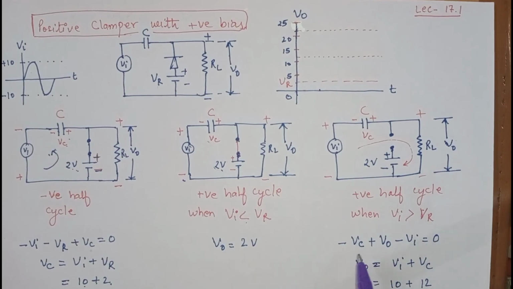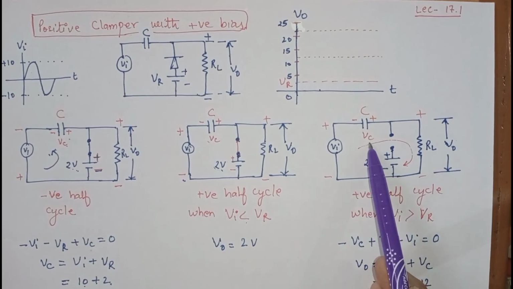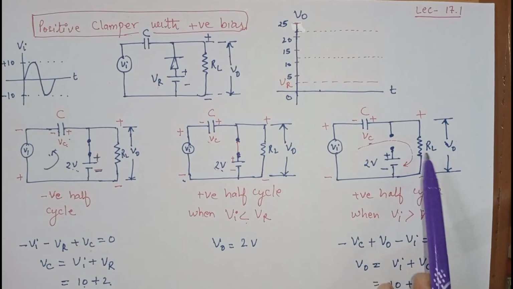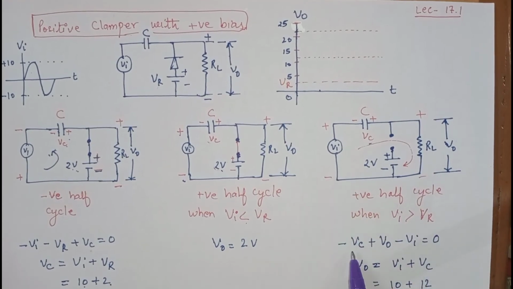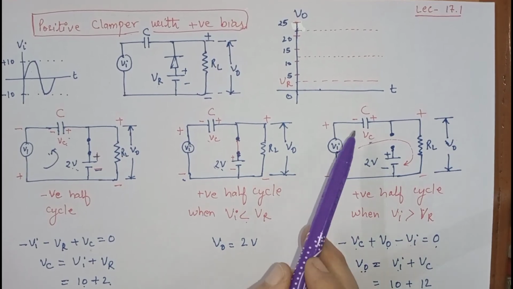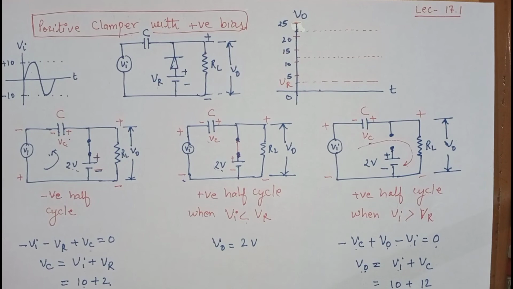Minus VC plus V output minus VI equals to 0. So output voltage will be equal to input voltage plus voltage across the capacitor. Now the maximum peak of the input voltage is 10 volt, plus this VC, this voltage across this capacitor, is 12 volt. So the total output voltage will be equal to 22 volt.